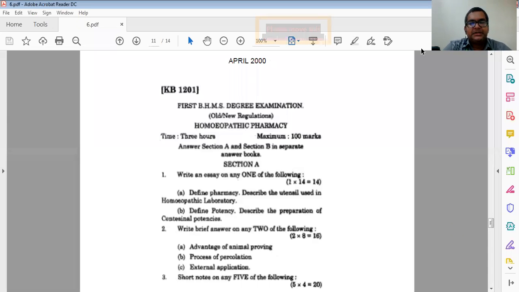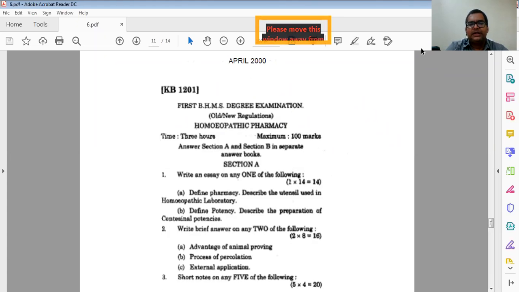Okay, first BHMS degree examination, homeopathic pharmacy. Write an essay on any one of the following. Define pharmacy, describe the utensils used in a homeopathic laboratory. So you have to just give the definition of pharmacy, that is, pharmacy or homeopathic pharmacy. Then you have to give the components, because it is a long question.